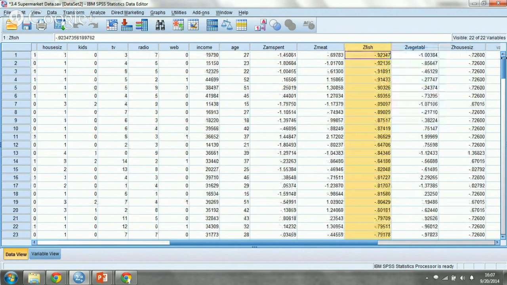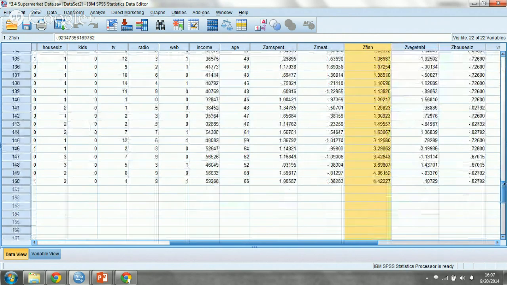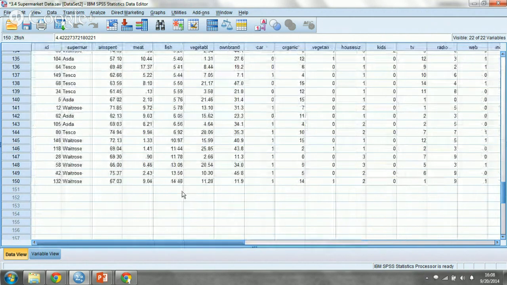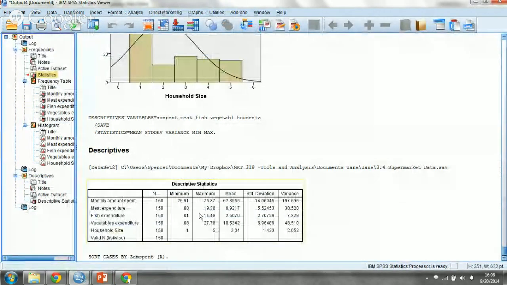How about fish? Outliers, not anything drastic. Aha! We have fish scores that are outliers substantially. This person's fish score is 4.42 standard deviations from the mean. Let me go back and see what their response is. Fish. Okay, $14.48. And I'm going to go back to check my statistics. The mean was $2.50 for fish, and that person spent $14 on fish. So that person's data is going to skew the mean. If I took that person's data out, I might see a drastic difference in what the mean actually is.